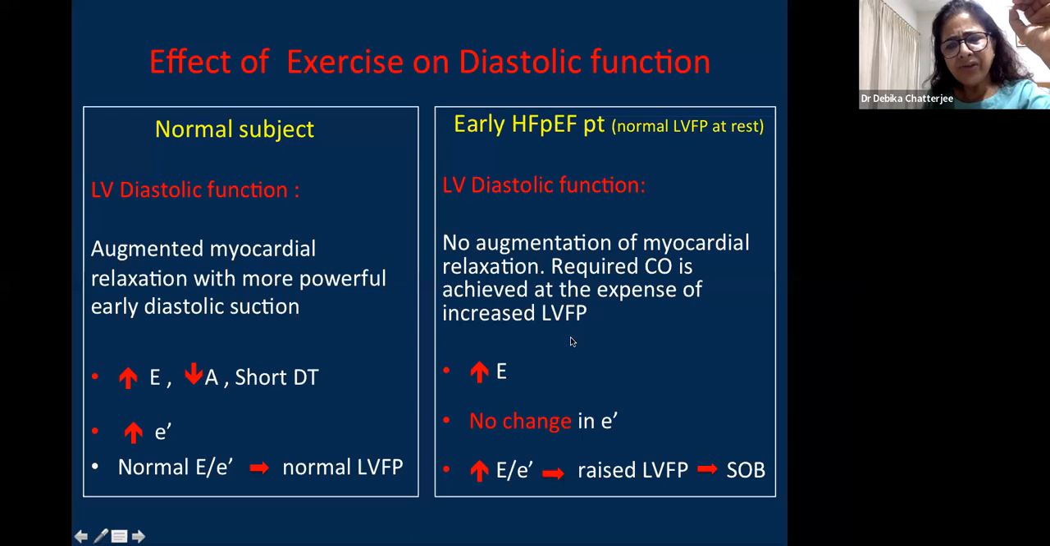What will be the result? Though the E wave will be increased, since there is no augmentation of the myocardial relaxation, there is no change in the E prime, and that will result in a high E by E prime ratio, which indicates the raised LV filling pressure, and that results in shortness of breath.